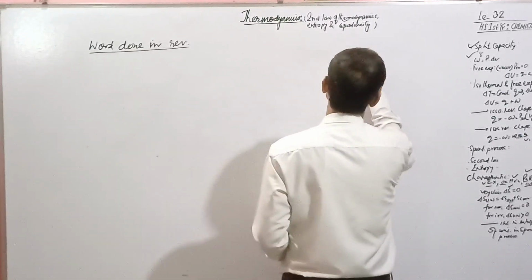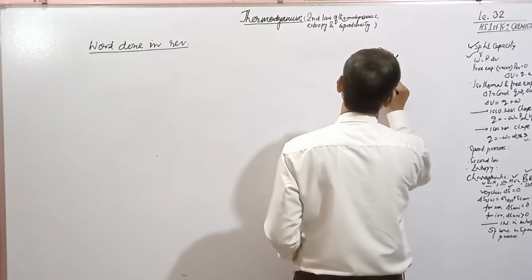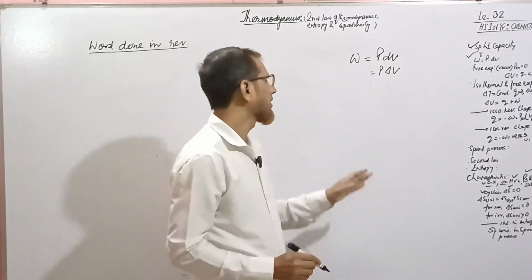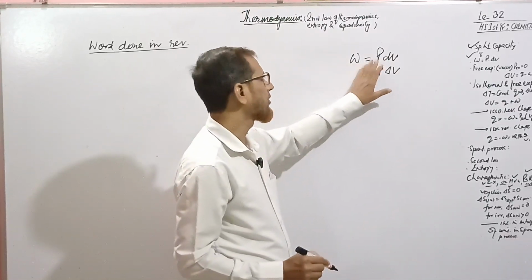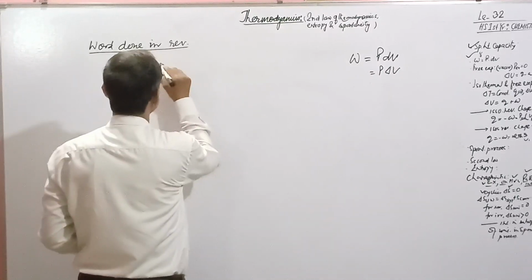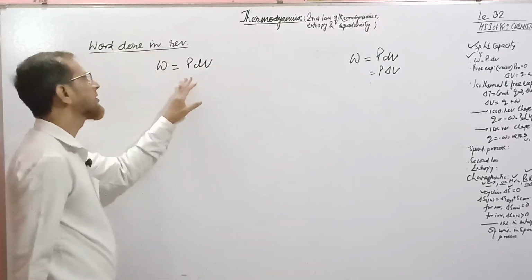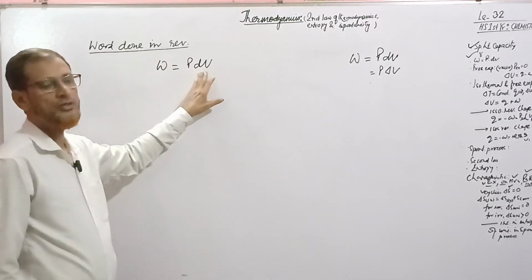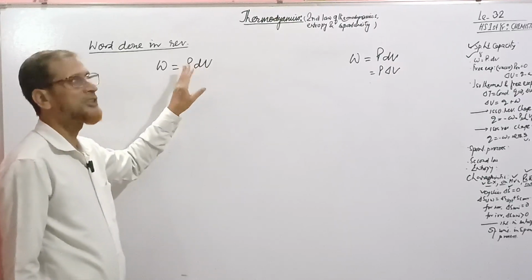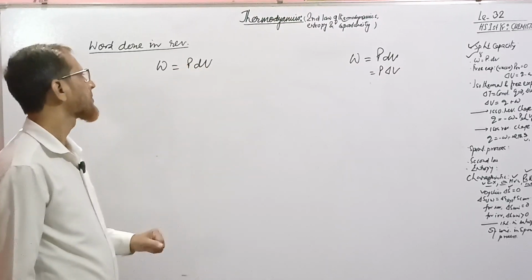Also, in my last class, I told you W is equal to P dV. We will integrate and use calculus. Am I right? So, work done in a reversible process, we will write W is equal to P dV, where P is the pressure and dV is the change of volume. Where this small d is used, it means a very infinitesimally small change in volume.